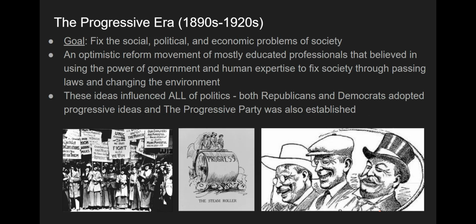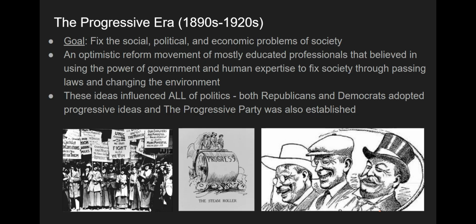So first of all, the progressive era. This is a big reform movement that's taking place from around the start of the 1890s to about the 1920s. And the goal is to fix the social, political, and economic problems of society. We would consider this to be a very optimistic reform movement.